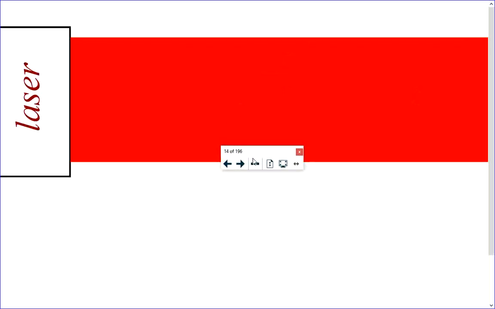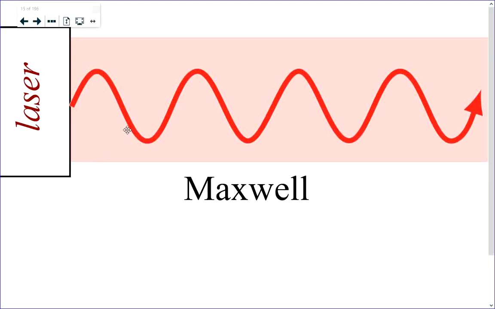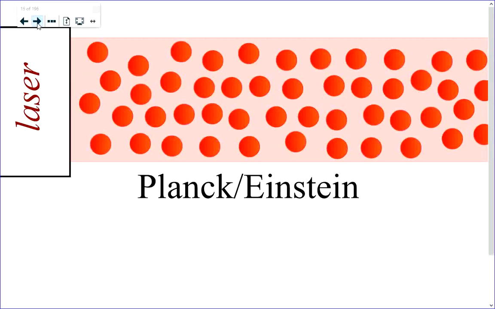So when you take a look at light coming out of a laser, according to Maxwell's electromagnetic wave model, what we have is a wave of energy, a continuous wave of energy traveling out of the laser. However, when you talk about Planck and Einstein's photon model of EMR, this is what we can imagine is happening. All of these little bundles of light energy are streaming out of the laser one after the other.